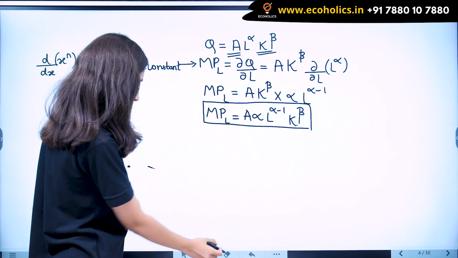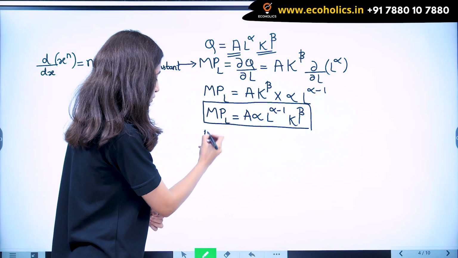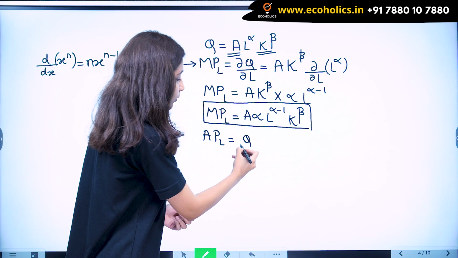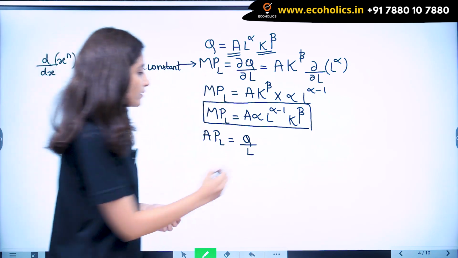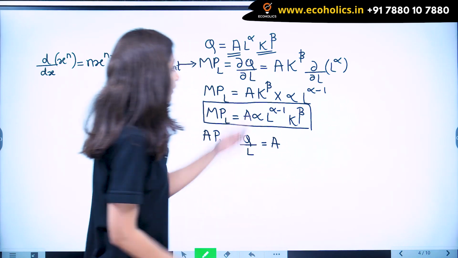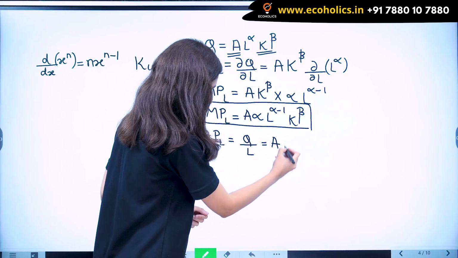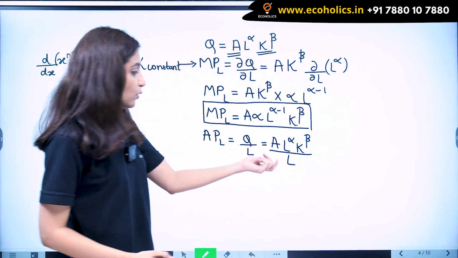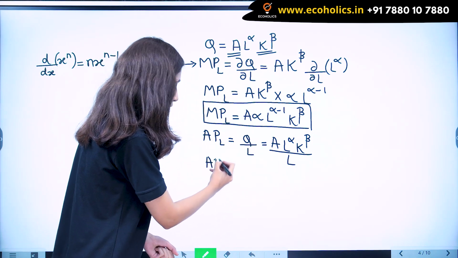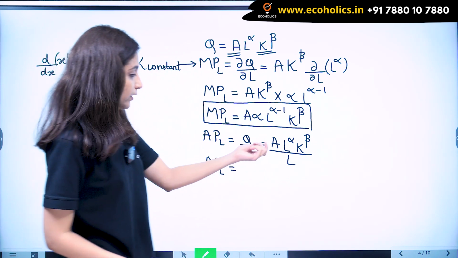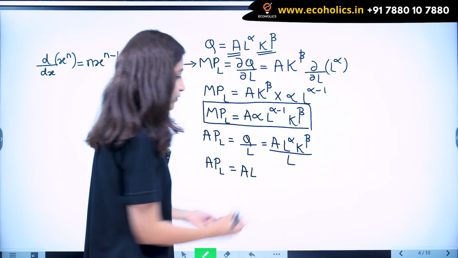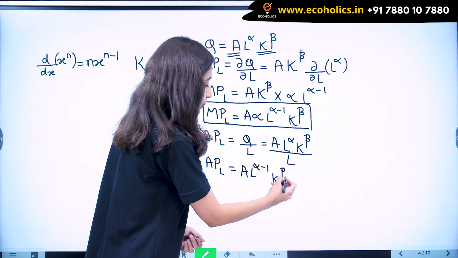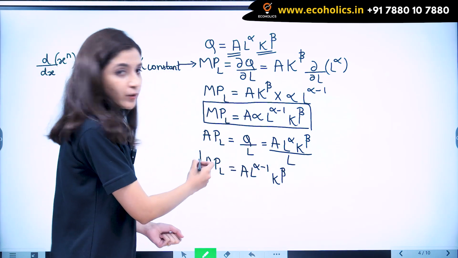Similarly, we are also going to find our average product of labor. Average product of labor is given by Q by L. Our Q in this case is A L raised to alpha K raised to beta, divided by L. So what we get is our average product of labor will be given by A L raised to alpha minus 1 into K raised to beta. So this is our average product of labor.